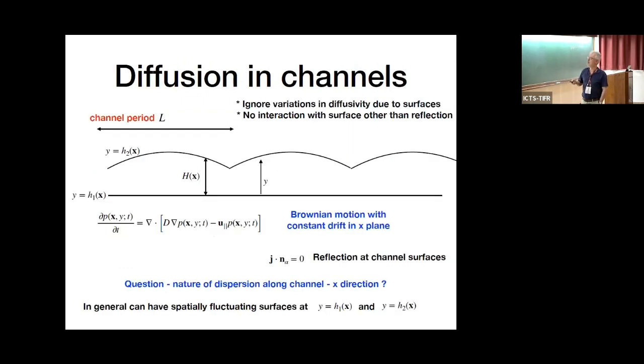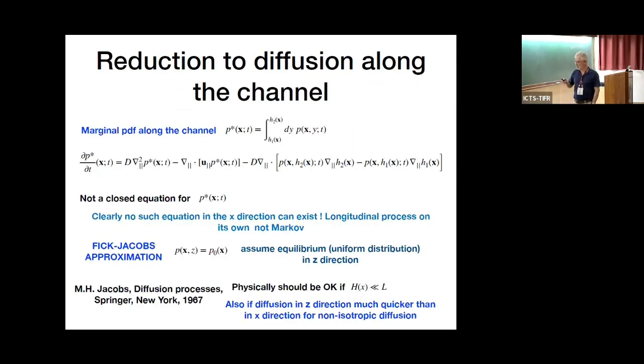Okay, I'm going the wrong way. Actually, there's an interesting calculation you can do. If you try and calculate the marginal probability distribution function for the position x along the channel, you want to integrate over the height direction. So you're only interested in how far you're going on.